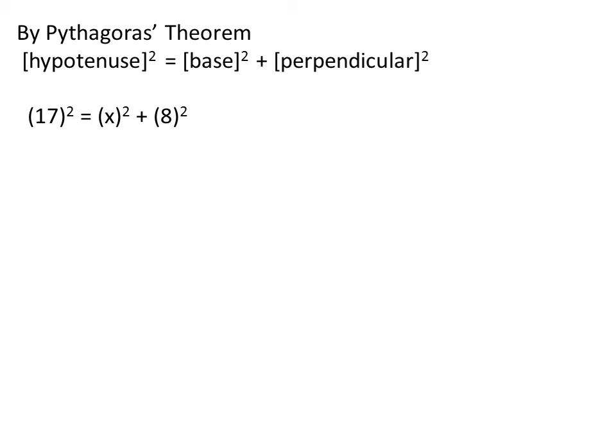So we write 17 square equal to x square plus 8 square. By taking the square on both sides we get 289 on the left hand side because 17 square equal to 289, and on the right hand side we will write x square as it is, and when we take the square of 8 it will give us 64.